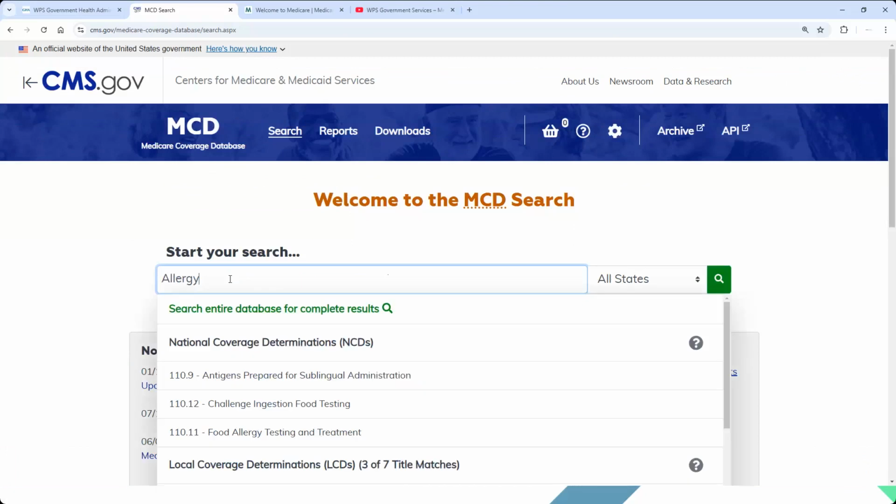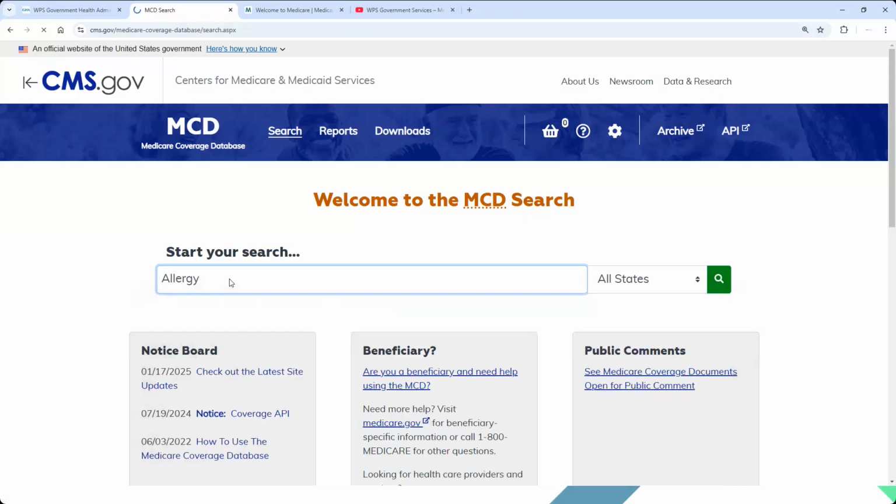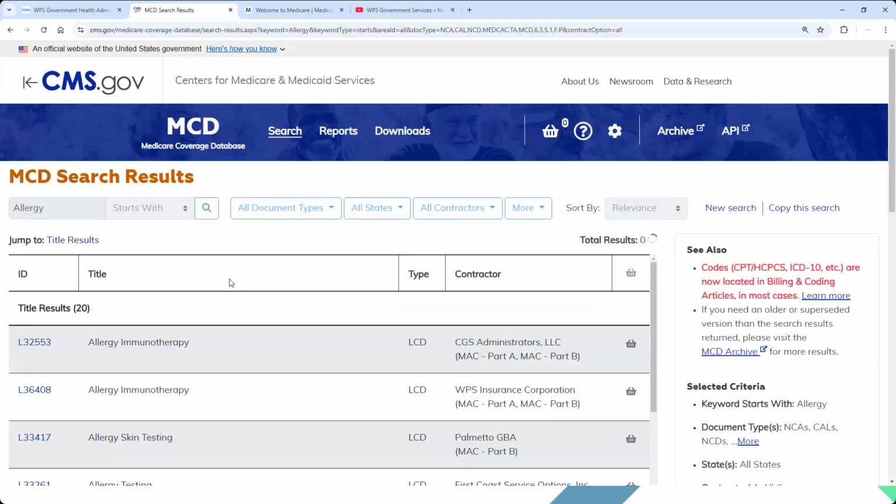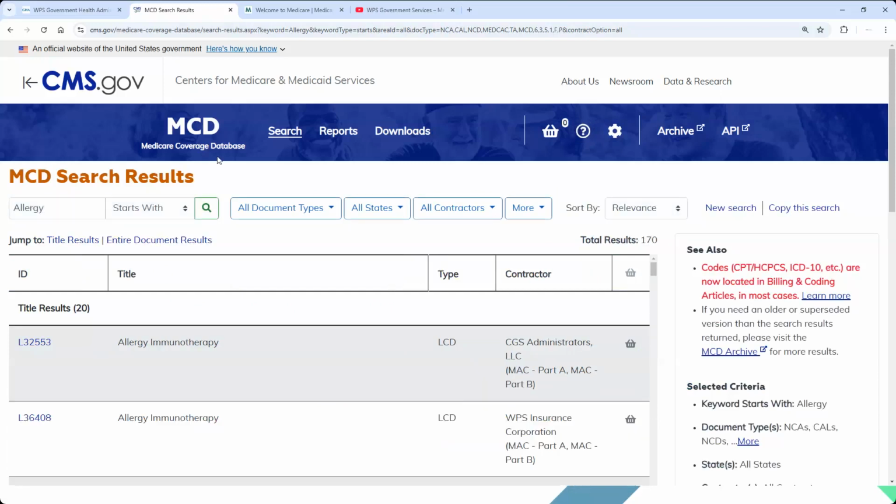I'm just going to search the term in general, allergy, so that we get a bunch of different results. It's a generic term. It may not apply to you, but again, you can search a procedure code, or a term like allergy. You could search something like foot care or nail care, anything like that. The hardest part with using this Medicare coverage database is knowing what everything is called. Not going to lie, it gets to be pretty complicated.